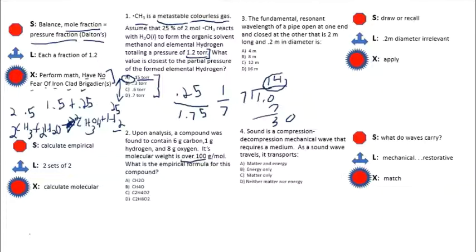Question 2 states, upon analysis, a compound was found to contain 6 grams of carbon, 1 gram of hydrogen, and 8 grams of oxygen. What is the empirical formula for this compound? Not a whole lot to assess for this as long as we know how to calculate empirical formula.